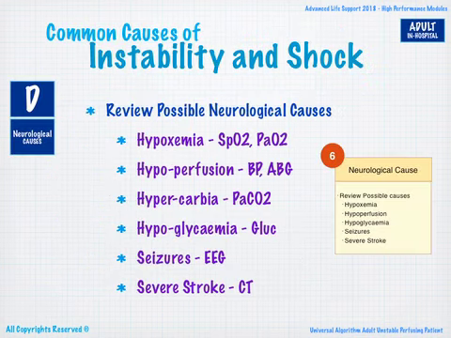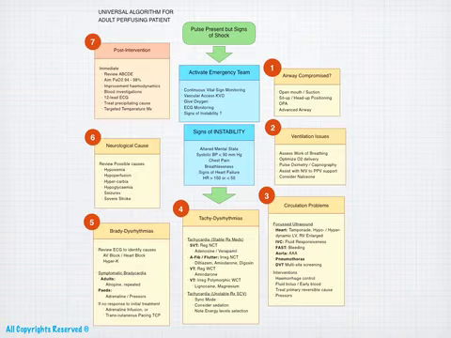Under D, there may be possible neurological causes leading to poor instability, which may be hypoxemia, which we can identify from low SpO2 or PaO2. Patient may be in severe shock, which we identify from BP and ABG. There may be hypercarbia, high CO2. The patient may be hypoglycemic, we can check from glucose. The patient may have severe seizures, we can check for EEG, or the patient may have a severe stroke, which we identify from a CT scan. So these are the priorities in the universal algorithm for an adult perfusing patient who is stable and unstable.